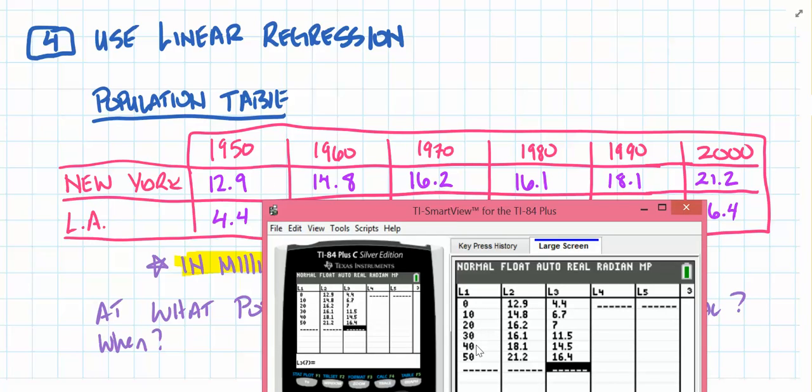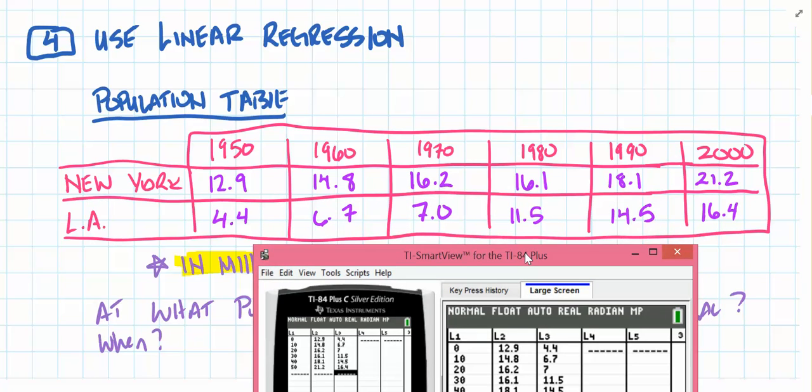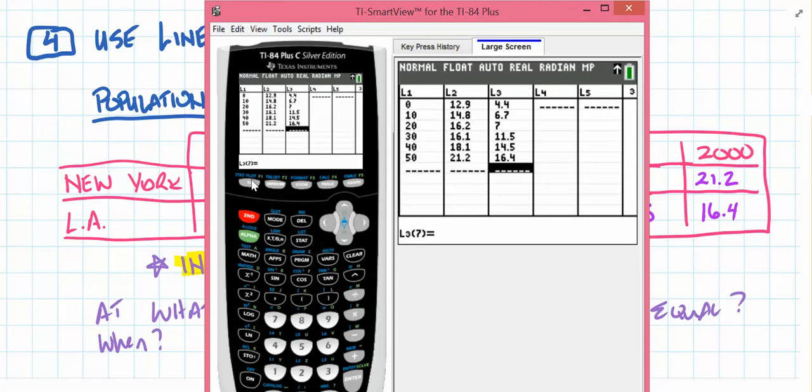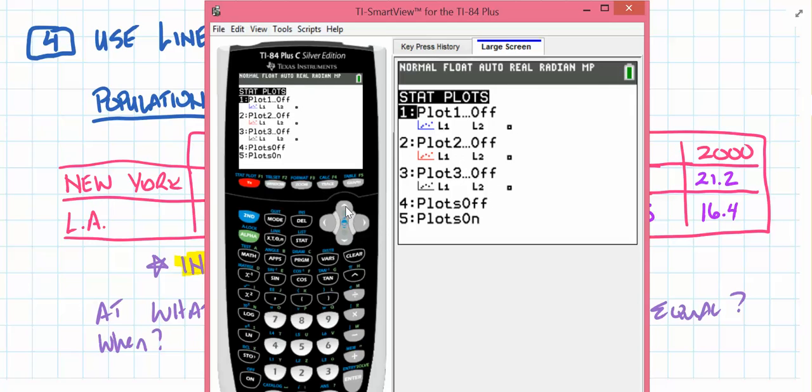List 2 represents New York City in millions, 12.9, 14.8, 16.2, all the way down. And then list 3, of course, represents LA. And you can see all my numbers match there for that one. So make sure you have that in your calculator first. Okay, now let's turn our stat plots on. So make sure your stat plots are turned on in order to do what we're going to do. So turn on and push enter.